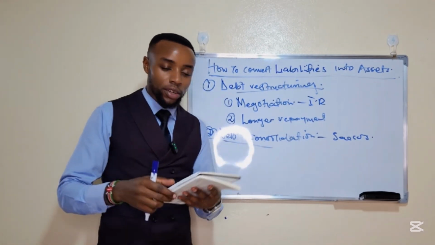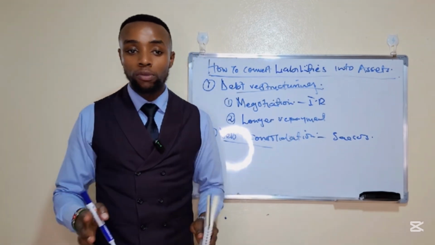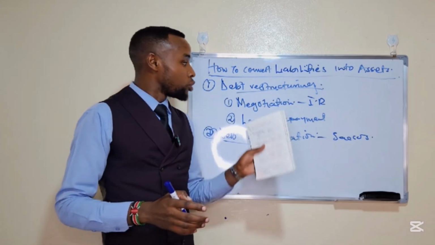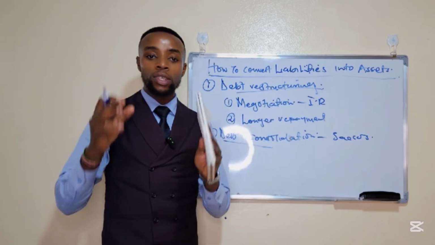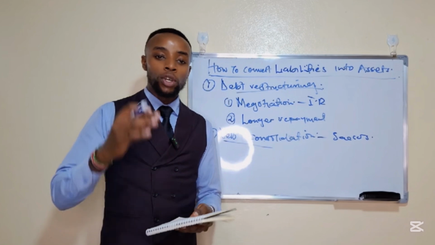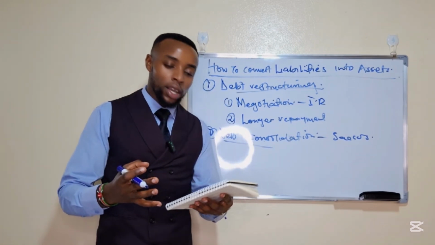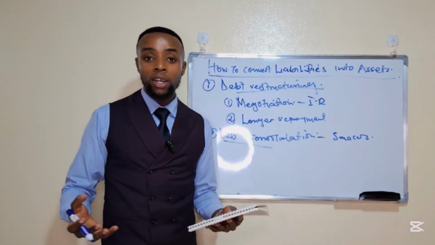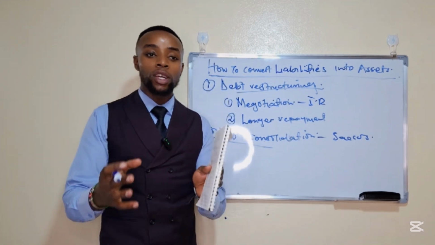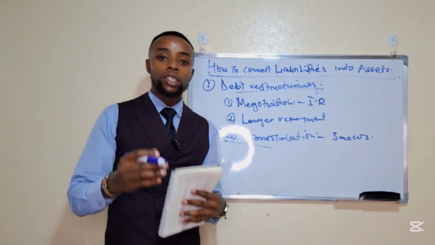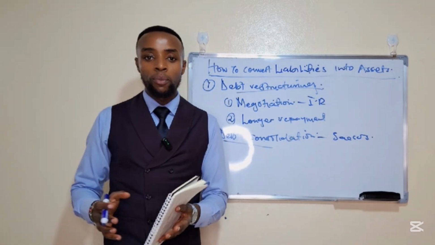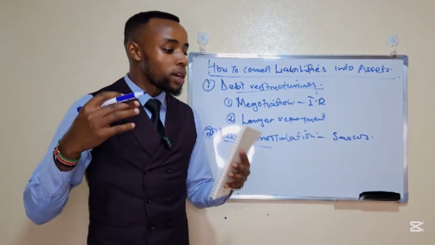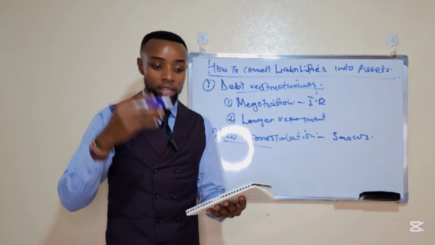Then the third way of converting liabilities into assets, ladies and gentlemen, is investing debt into income generating ventures. For example, you can obtain a loan from a financial institution, and you use that loan to build a business, for example, a business loan. The other way is when you obtain a mortgage from a bank or a financial institution. A mortgage is a loan that you obtain to build houses. Now, instead of keeping that house for yourself to live in, you can rent out a portion of it so that you can generate rental income.